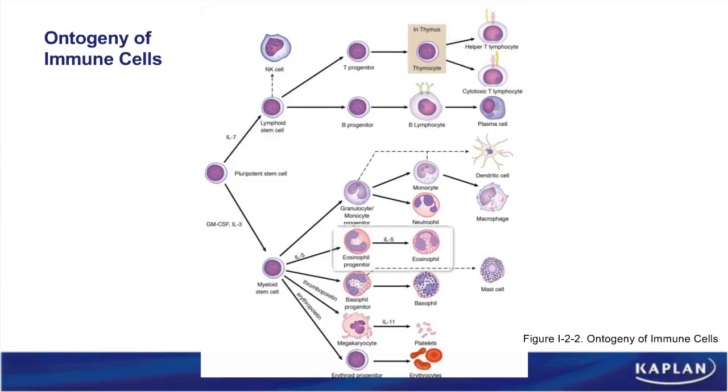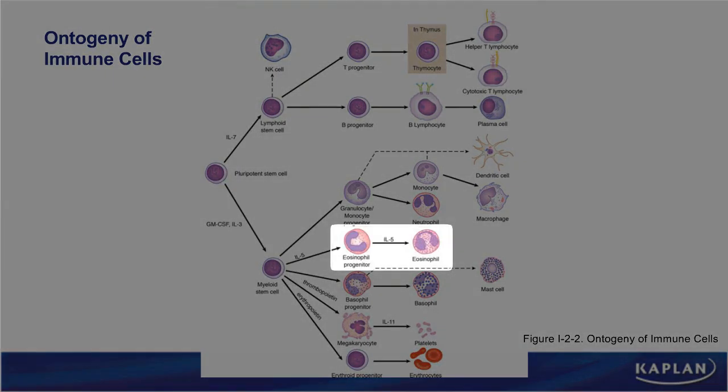Now, that myeloid stem cell, we can go back to it. If I have something like a parasitic infection, or if I'm having a type 1 hypersensitivity, I'm going to see the production of a lot of IL-5. And IL-5 is responsible for increasing the number of eosinophils that are being produced in the bone marrow and also being released into the bloodstream. So it's extremely important that whenever you hear the cytokine IL-5, that you are immediately thinking about an increase in the number of eosinophils.